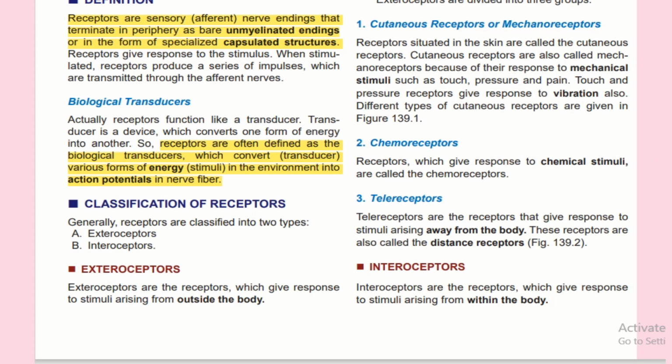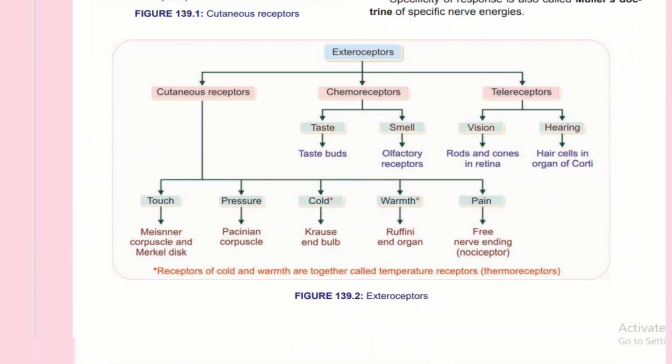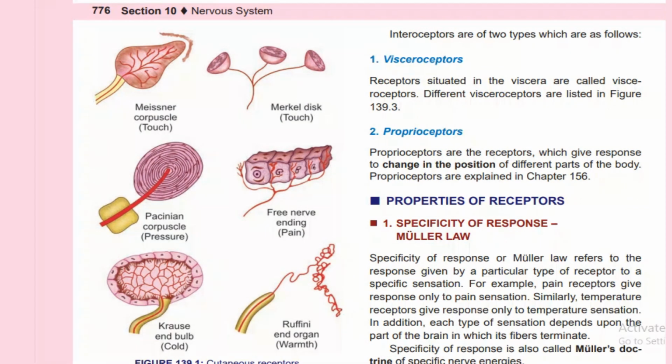Next classification is interior receptors. Interior means inside. Interior receptors are the receptors which give response to stimuli arising within the body or inside the body. Let's look at the examples of interior receptors. Number one is visceroreceptors and the other one is proprioceptors. These are both types of interior receptors.